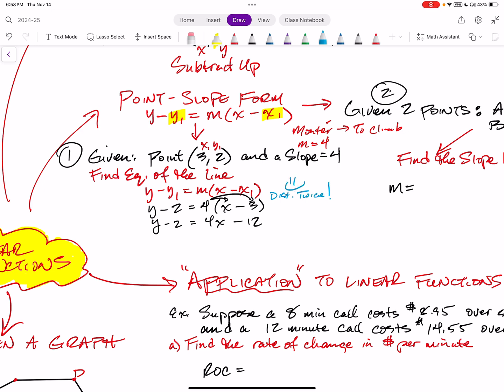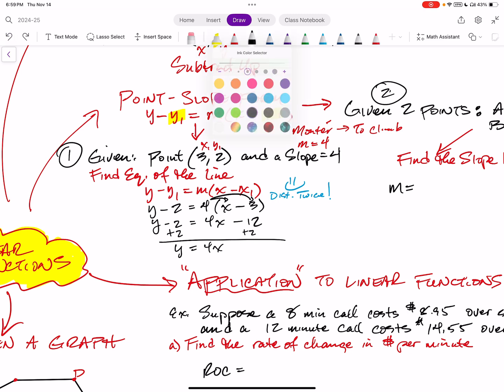Now we have to add 2, and you get y is equal to 4x. 2 minus 12 is -8, or rather -12 plus 2, why did I say -8? It's -10. It's getting late. So 2 minus 12 is -10, or you can say -12 plus 2 is -10, however you want to think about it, guys.